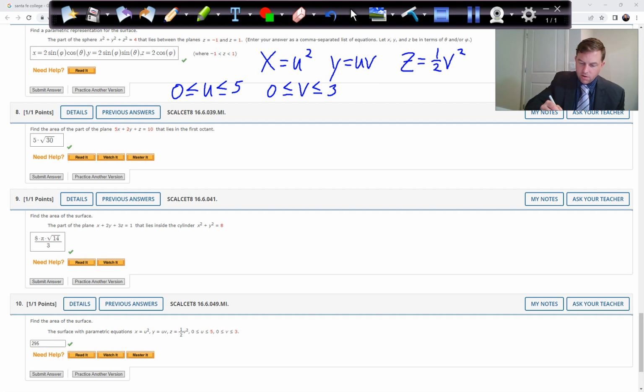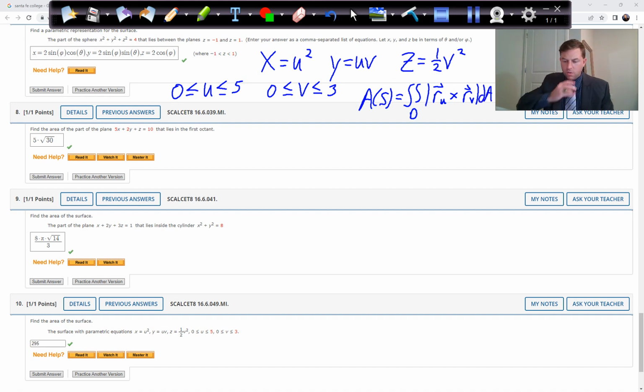The area of a parametric surface is going to be the double integral across region D of the magnitude of the partial derivative of vector r with respect to u cross product with the partial derivative of vector r with respect to v dA. Now I just said a mouthful, so let me show you what all this means. Let's break this down.